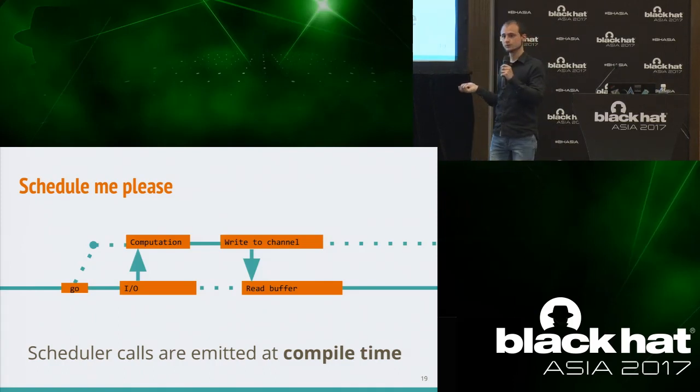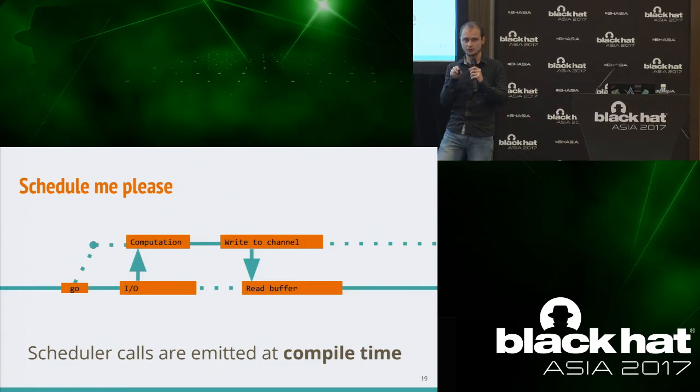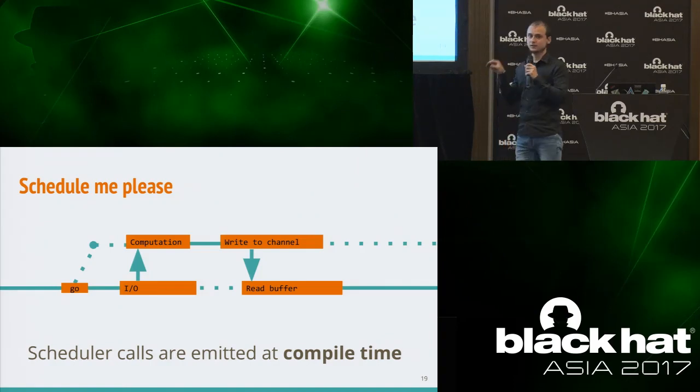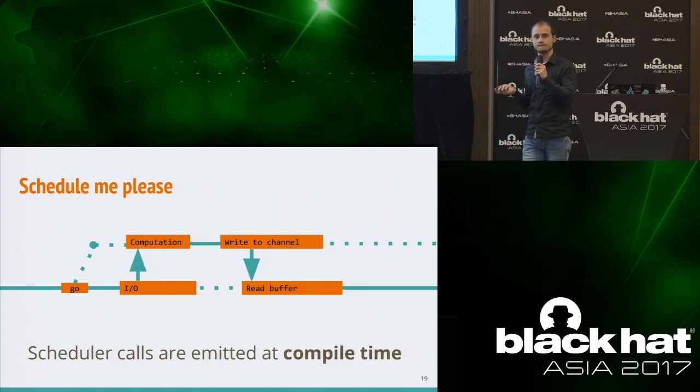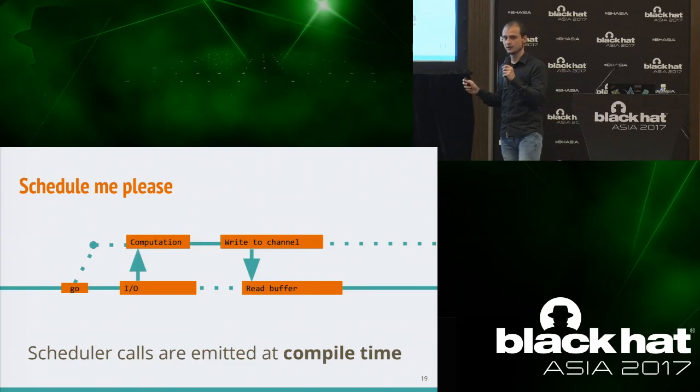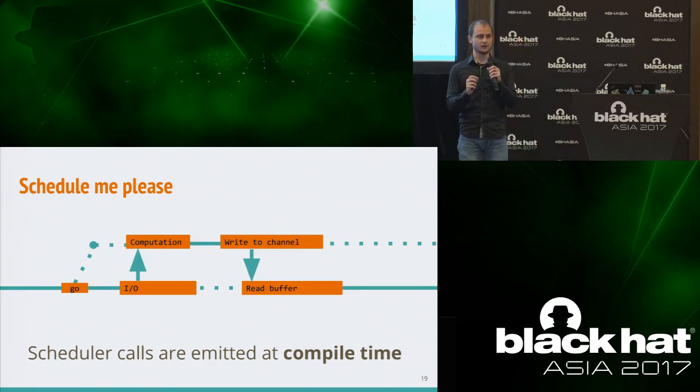All those calls, and I mean every time your scheduler switches goroutine, must be decided at compile time. Go runtime decides where a goroutine can switch its context during compilation. So there is no chance that a goroutine can get interrupted if the compiler didn't think that was a good idea.